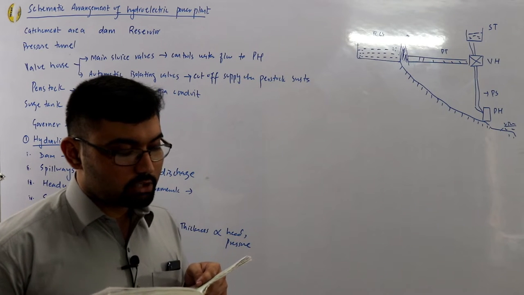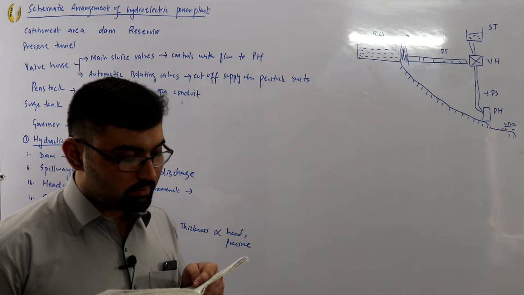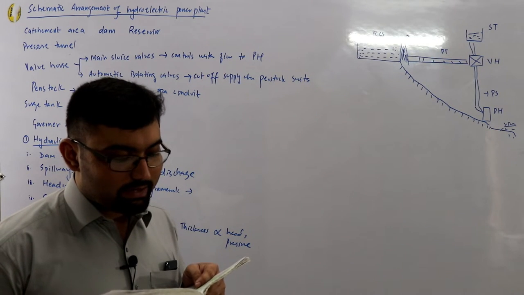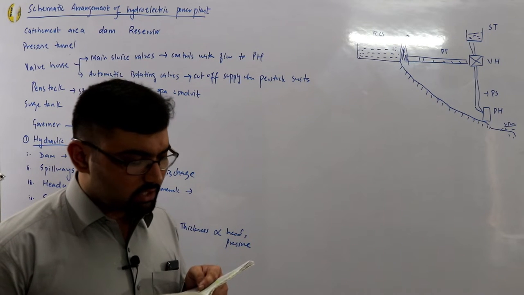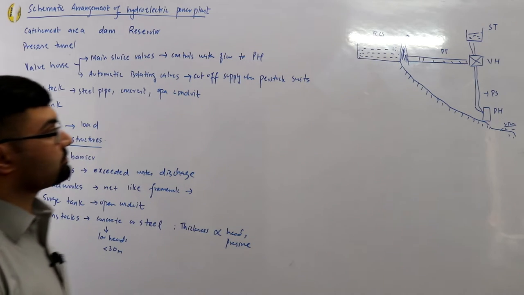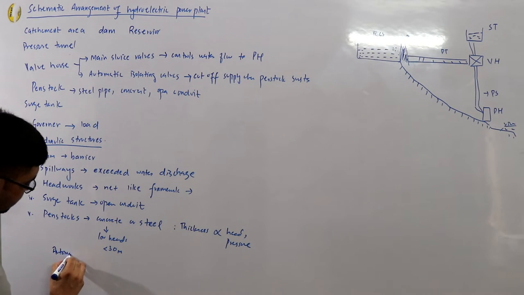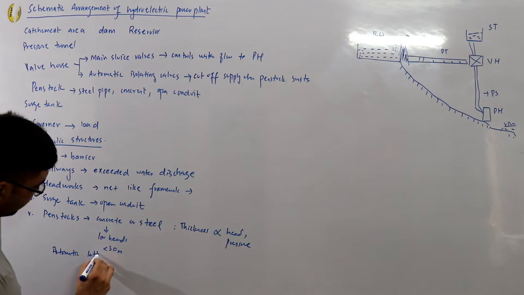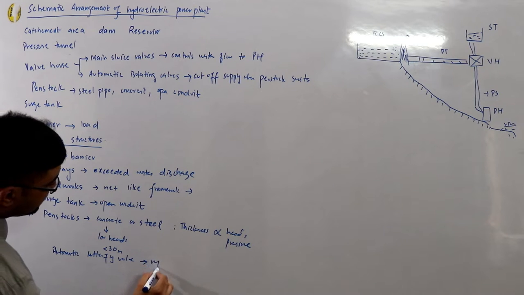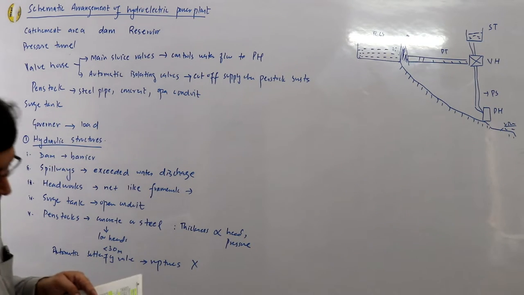Various devices, automatic butterfly valve, air valve, and surge tank are provided for the protection of penstocks. The automatic butterfly valve shuts off the water flow through the penstock promptly if it ruptures. So write it down for yourself. If the penstock ruptures, this will stop the water supply.